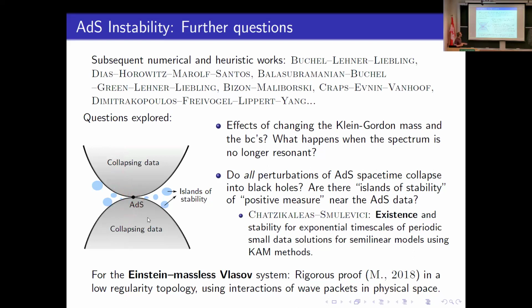But do we expect the generic initial data in the neighborhood of AdS to collapse into a black hole, or do we instead expect islands of stability to exist? Again, this question has not been answered.